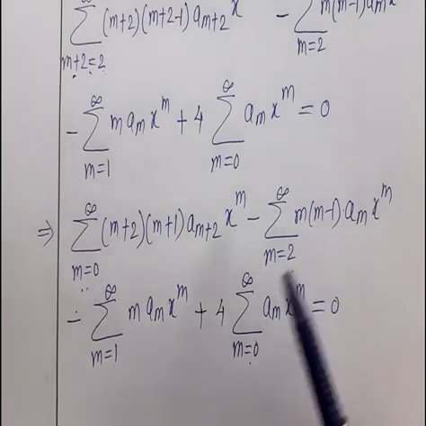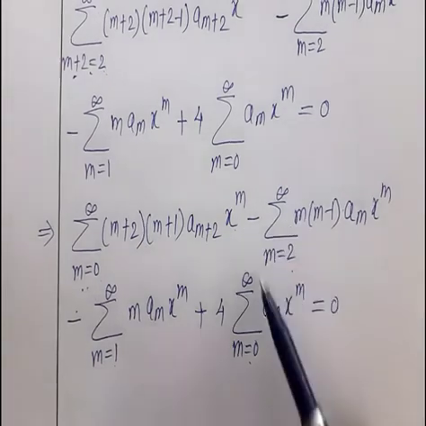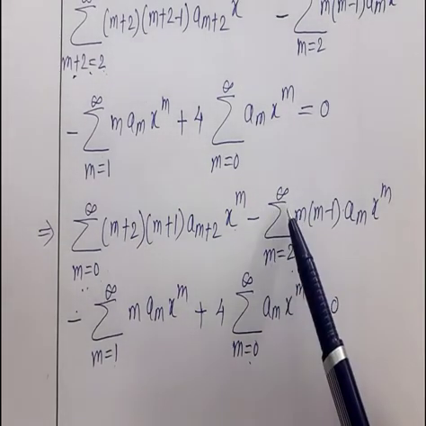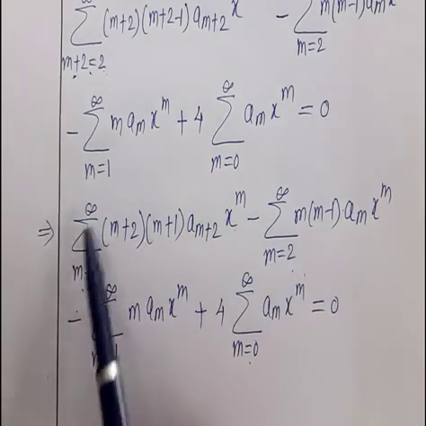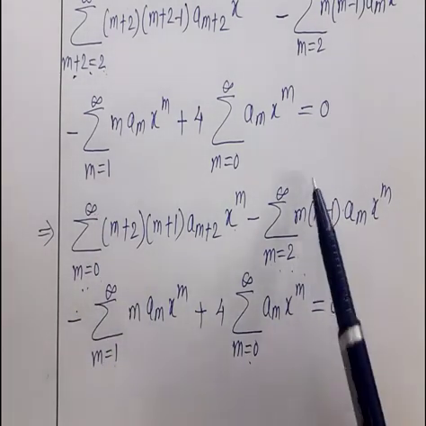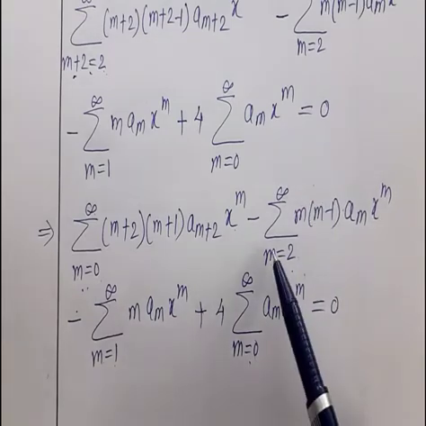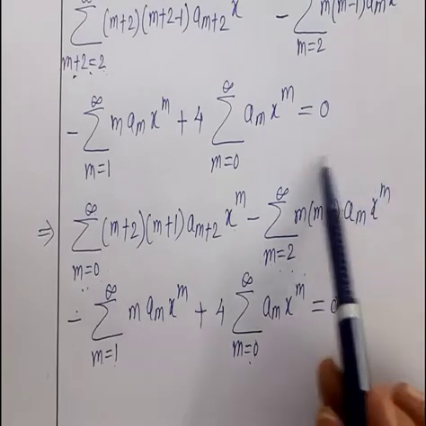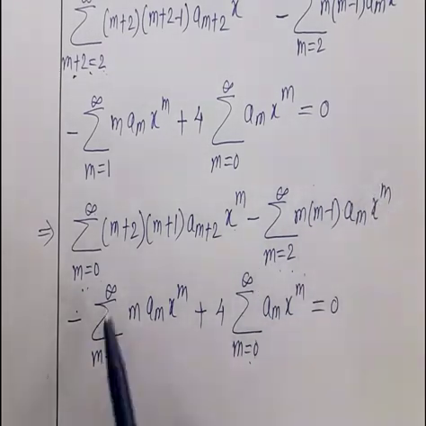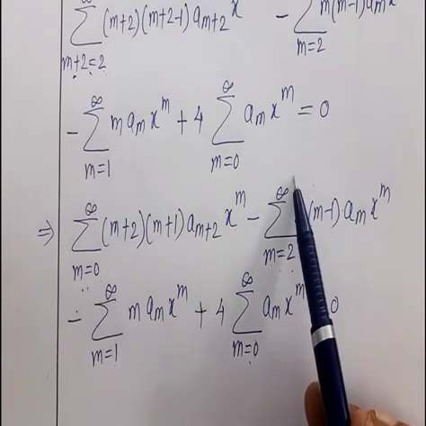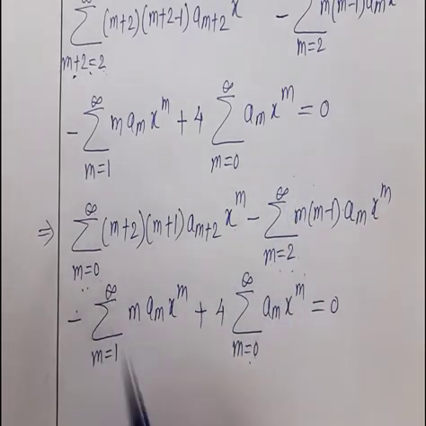So what we observe here is that the maximum starting value of m is m equals 2. So we cannot change this one, but we can write the 0 to infinity, and the 1 to infinity, in terms of 2 to infinity. So we will keep this term as it is and try to convert the 0 to infinity into 2 to infinity by substituting values of m.